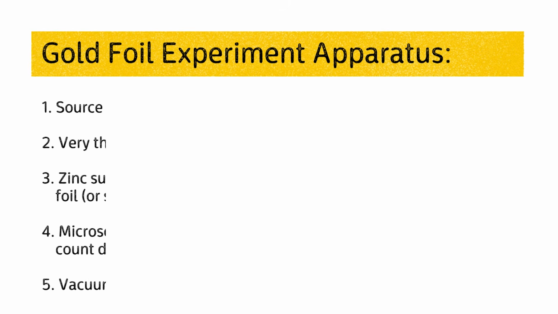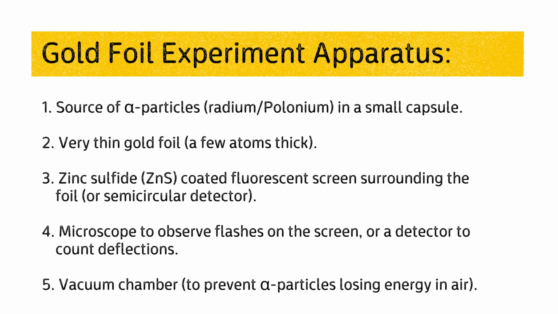Now see the gold foil experiment apparatus. Source of alpha particles, radium or polonium, in a small capsule. Very thin gold foil, a few atoms thick. Zinc sulfide coated fluorescent screen surrounding the foil, or semicircular detector. Microscope to observe flashes on the screen, or a detector to count deflections. And vacuum chamber, to prevent alpha particles losing energy in air.